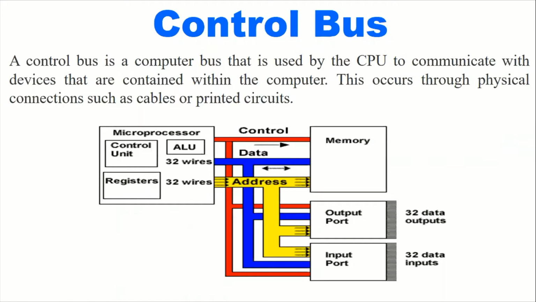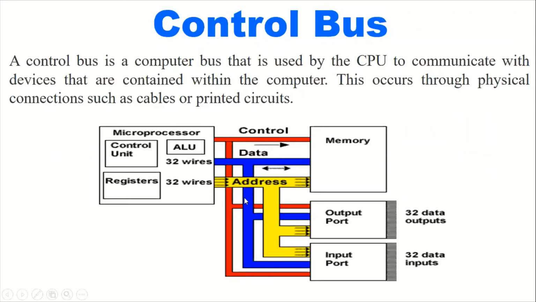Number one is the control bus. A control bus is a computer bus that is used by the CPU to communicate with devices that are contained within the computer. This occurs through physical connections such as cables or printed circuits. The control bus is responsible for the overall operations performed between or amongst different components of the computer, or between two components of a computer. So the control bus looks after the overall operations taking place in the computer.